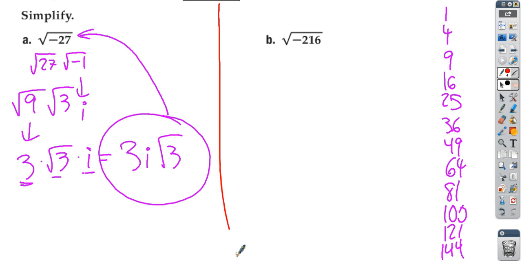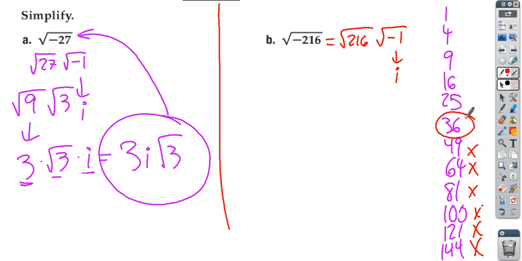Alright, let's try 216. Again, the first thing I want to do is I want to pull out a square root -1, which is also known as i. And then, well, 144 doesn't go into 216, neither does that, neither does that. That doesn't work, that doesn't work, that doesn't work. This one does go into 216.